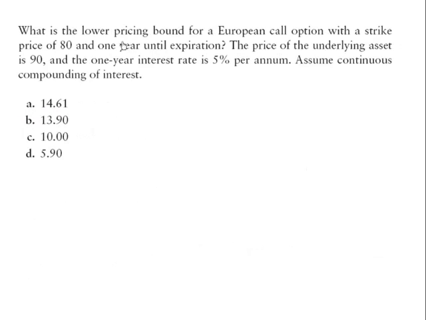What is the lower pricing bound for a European call option with a strike price of 80 and 1 year until expiration? The price of the underlying is 90 and the 1 year interest rate is 5% per annum. So the lower bound is S minus K e raised to power minus RT. That will be 90 minus 80 into e raised to power minus 0.05 into T. You can verify. This will come out to be $13.9.